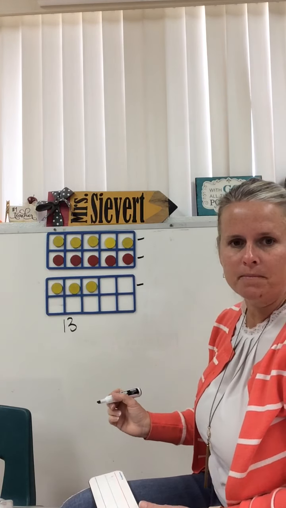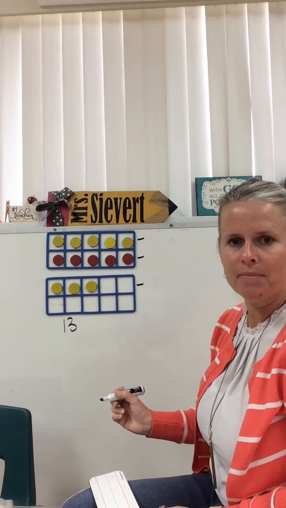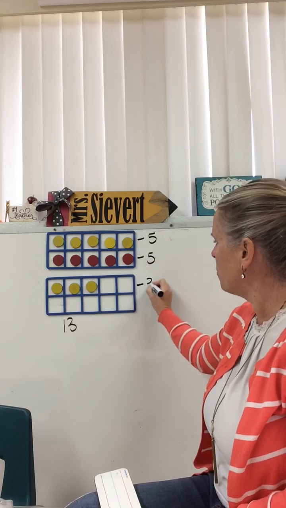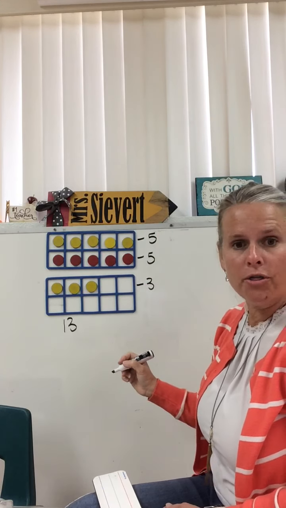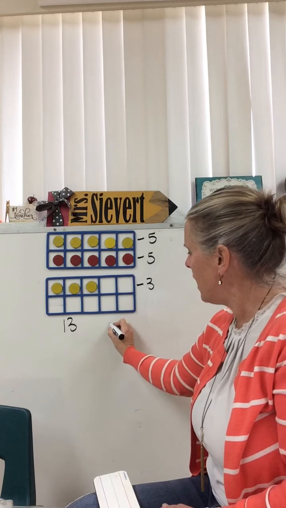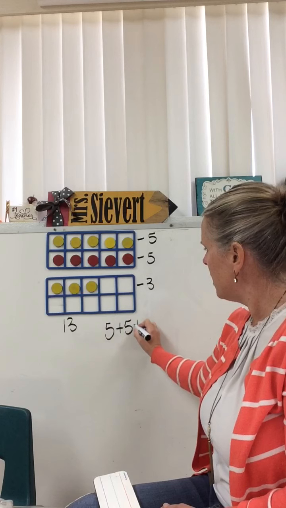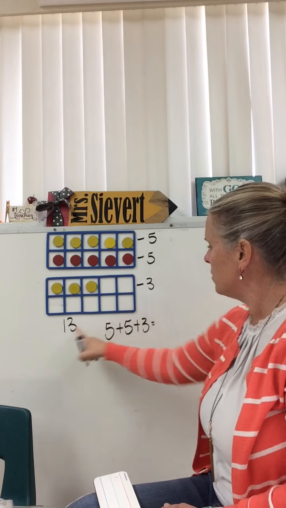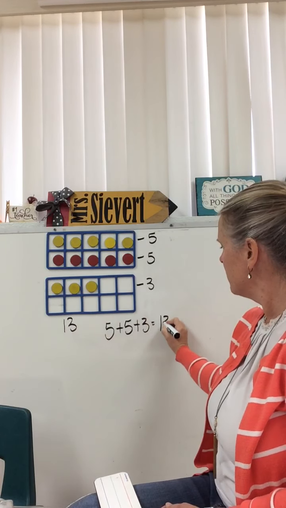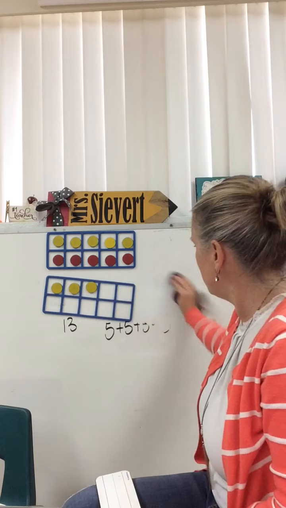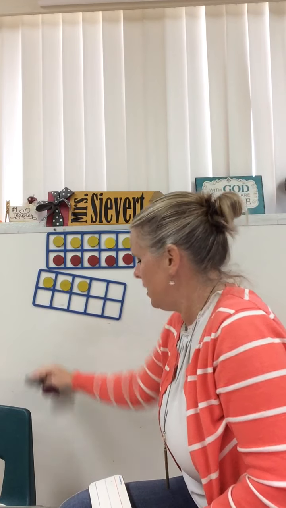Okay, so this is what Hannah had on hers. She said this was a piece of 5, this is another piece of 5, and this was a piece of 3. So she took all 3 numbers and put them into an adding problem. She said 5 plus 5 plus 3 equals her 13. Good job, Hannah. Awesome, awesome. Okay, so that is the end of that.